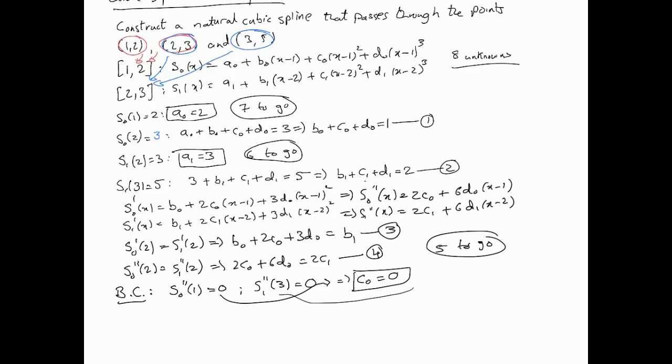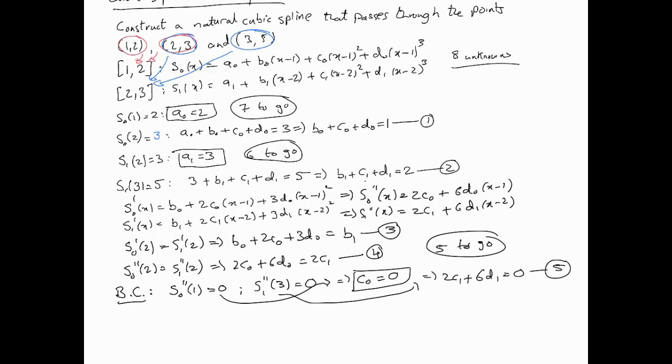Anyway, this condition here implies that in the second derivative expression we put in 3 instead of x, so 3 minus 2 is 1, so 2C1 plus 6D1 equals 0. And we'll label this as equation 5. So if you see now, we've got 5 unknowns and we've got 5 equations.